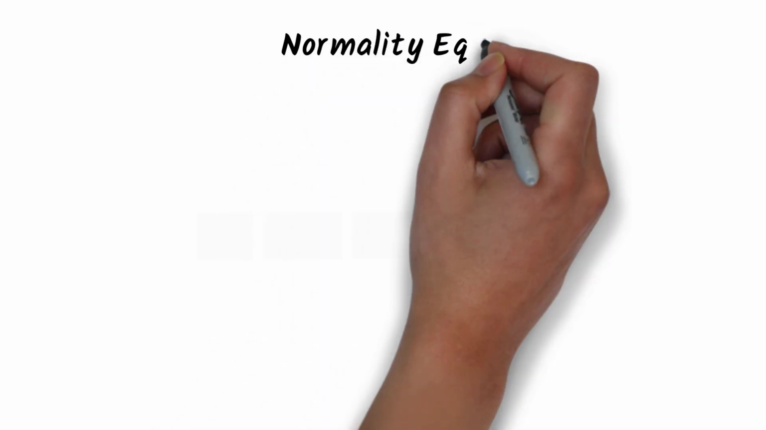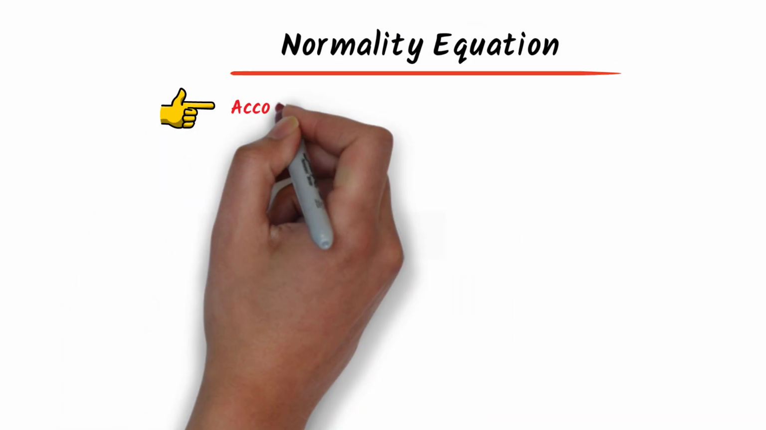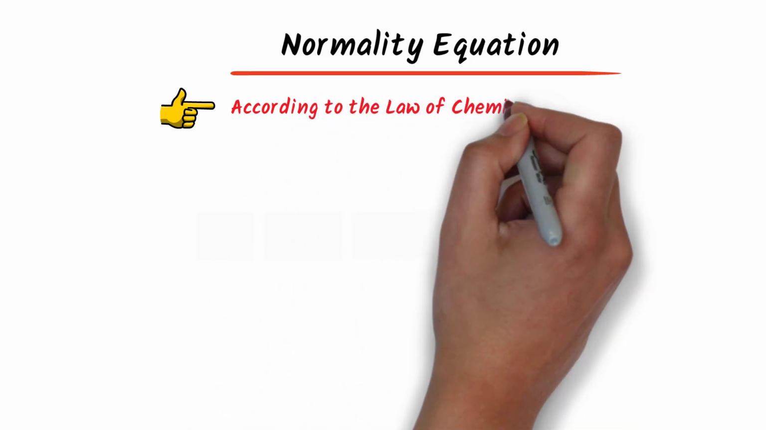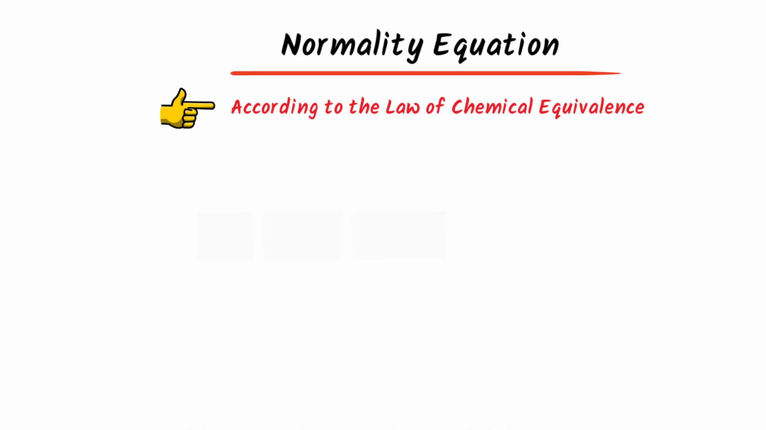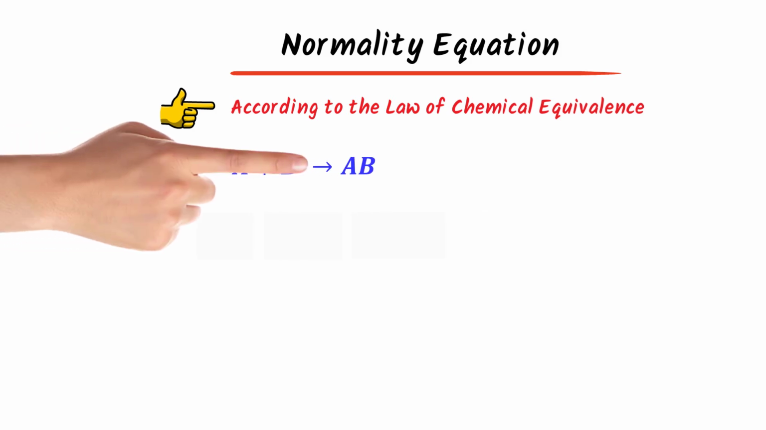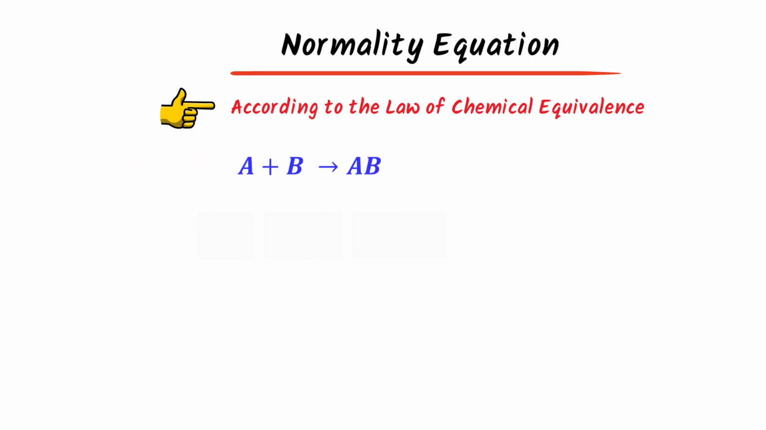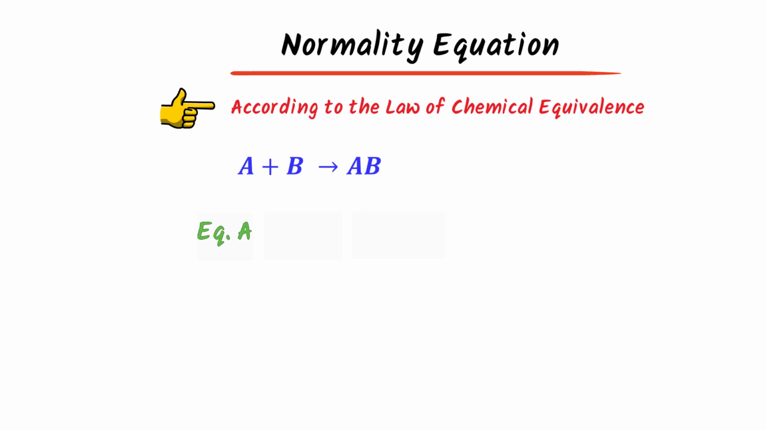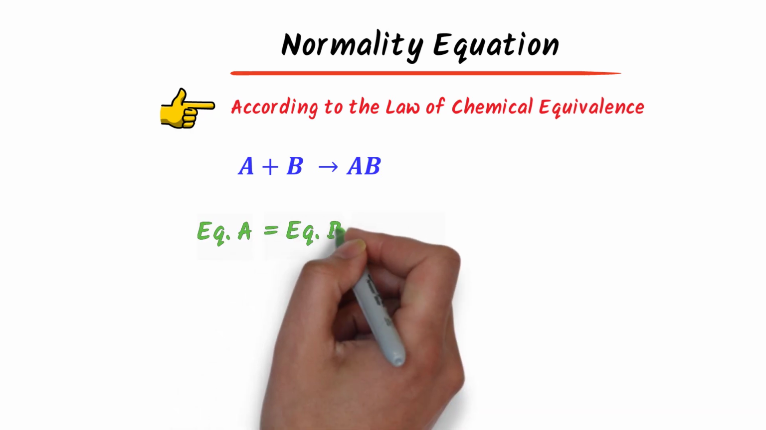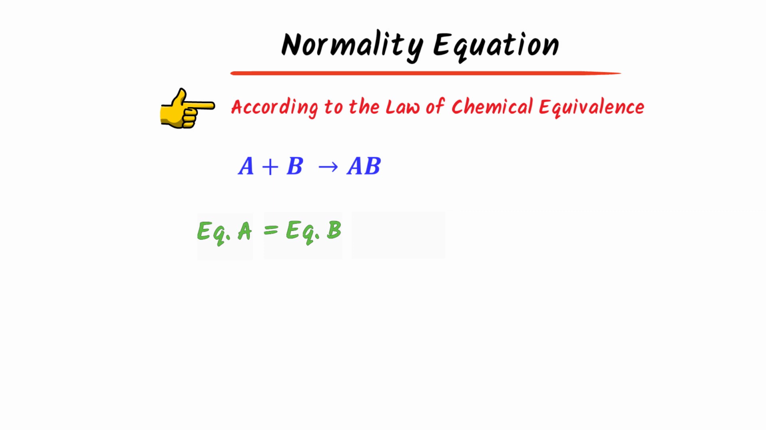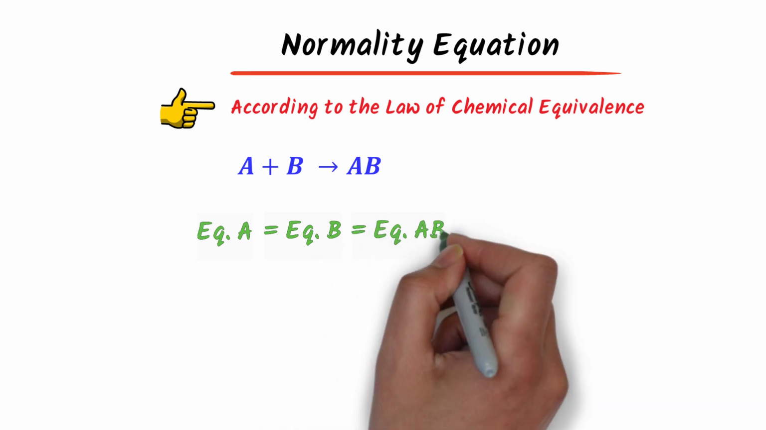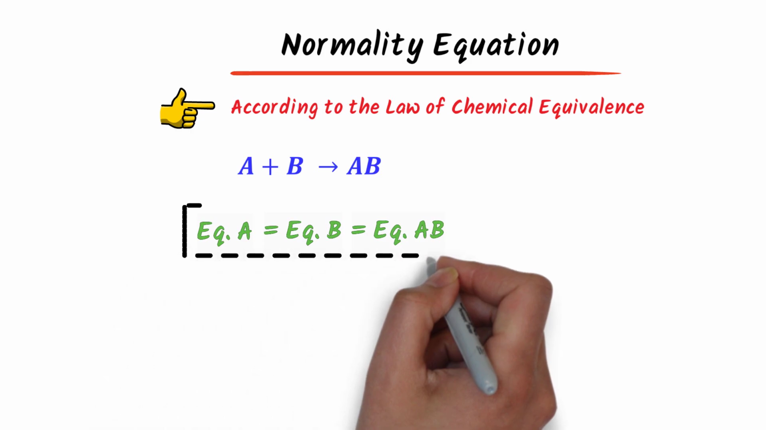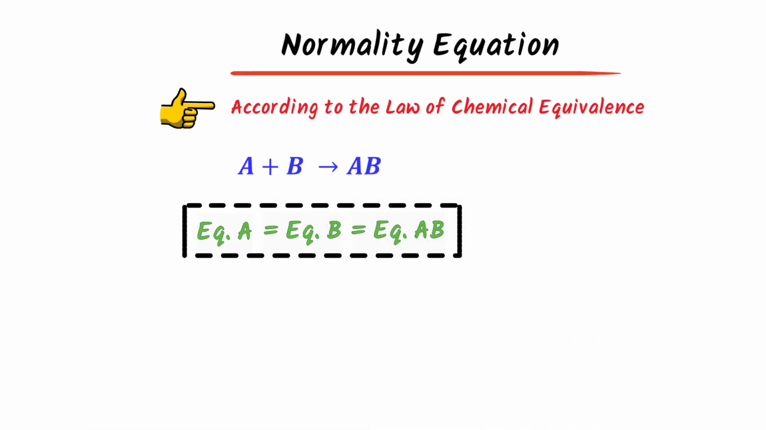Welcome back. Let's talk about the normality equation. According to the law of chemical equivalence, in any reaction, say A plus B gives AB, the equivalences of all the reactants and that of the products are equal. That is, the equivalence of reactant A will be equal to the equivalence of reactant B, and that will be equal to the equivalences of the product AB. This is known as the law of chemical equivalence.